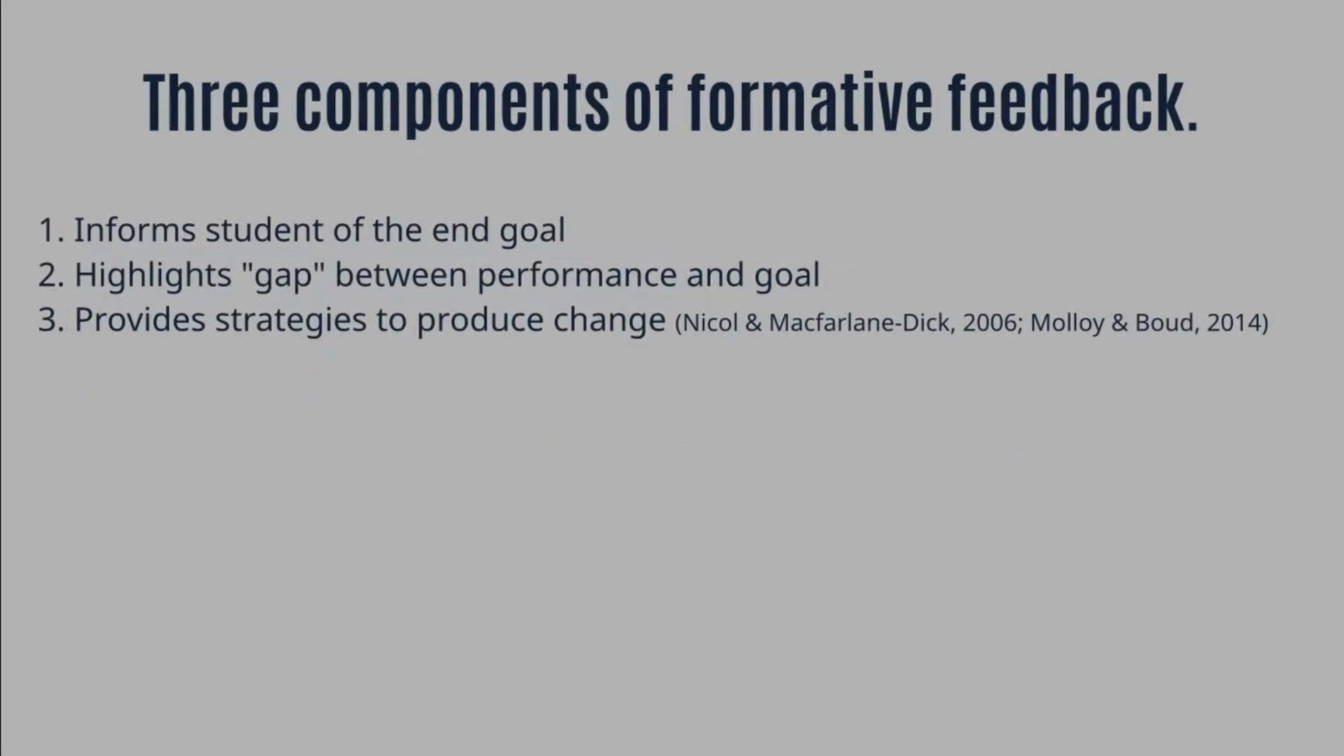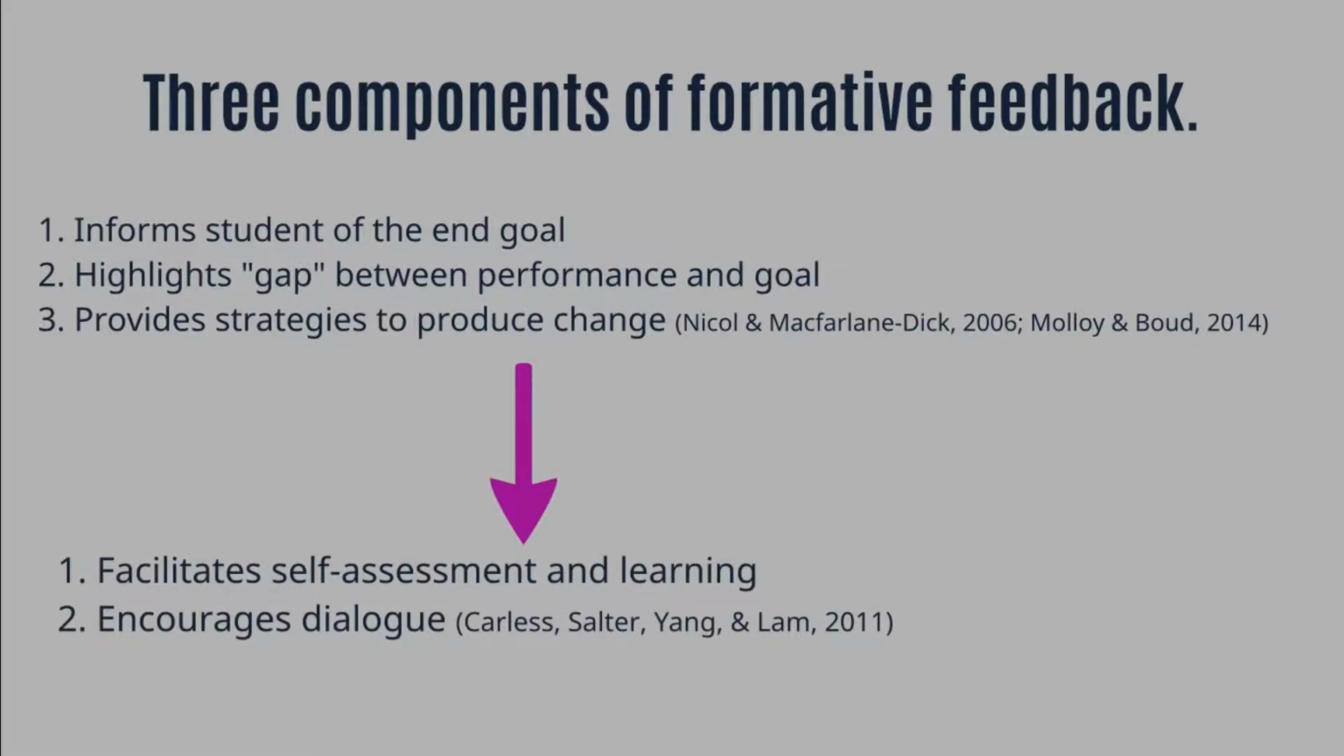There are three components to formative feedback. They inform the student of the end goal, highlight the gap between the student's performance and the goal, and provide strategies to produce change. When providing feedback, the goal isn't to tell the student what they did wrong. It's to help them reflect on their work and grow. Feedback should facilitate self-assessment and learning, and encourage a dialogue between learner and teacher.